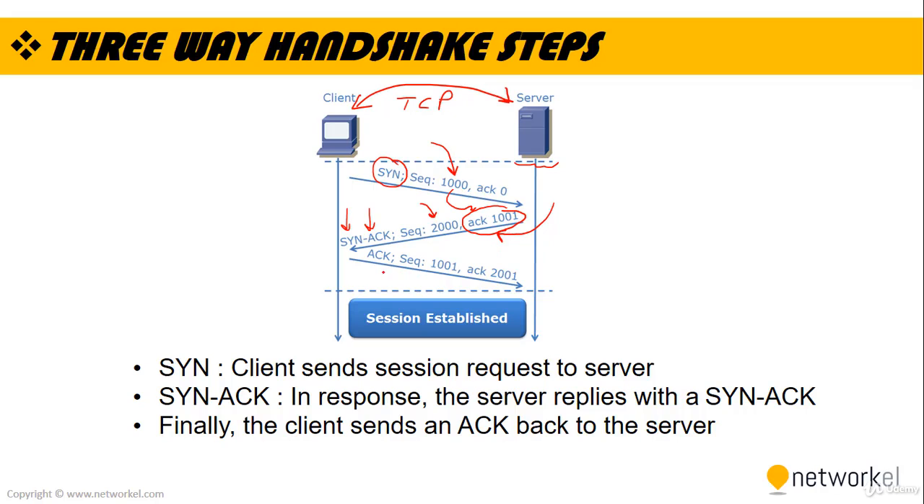Then the third step is the client responding back with an ACK, saying that this ACK has a sequence number of 1001, because my SYN's sequence number was 1000, and this is the next packet that I'm sending to you. I am acknowledging the packet that you sent me with a sequence number of 2000, so the acknowledgement number is 2001. Alright.